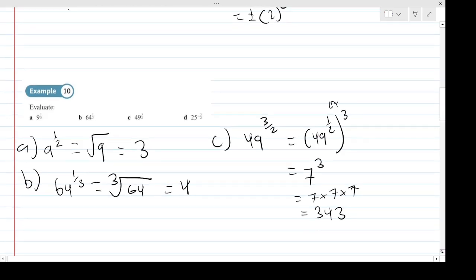Yeah, so hopefully you realise what we've done there, and the fact that we can always split up an index like this by first doing the fractional part, so the rooting, and then the cubing. Okay, let's have a look at part D.